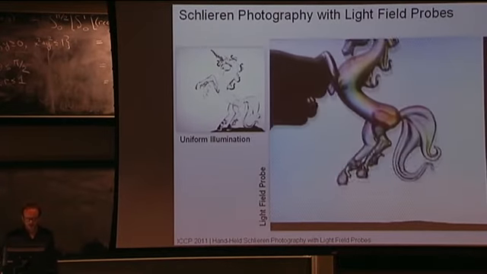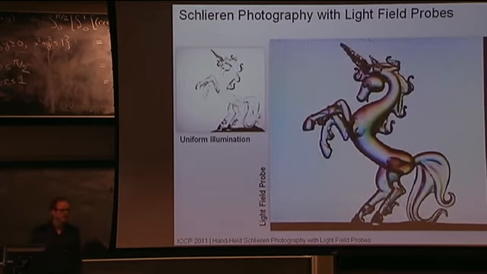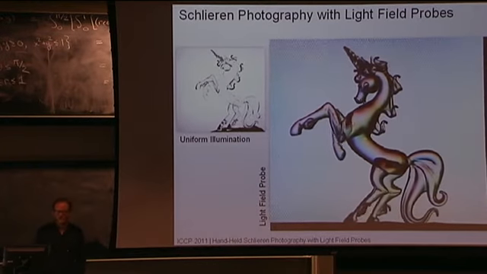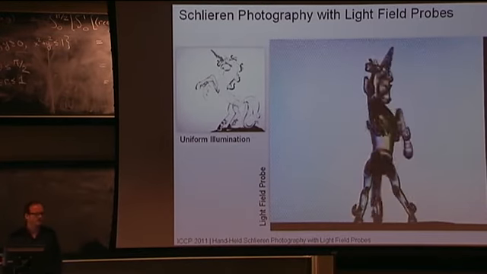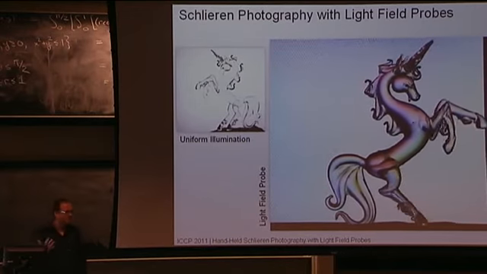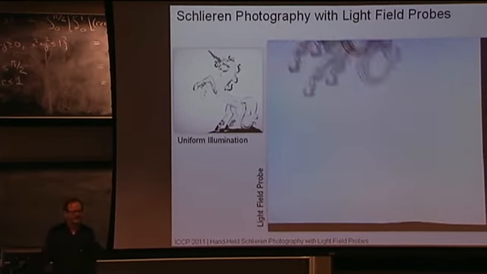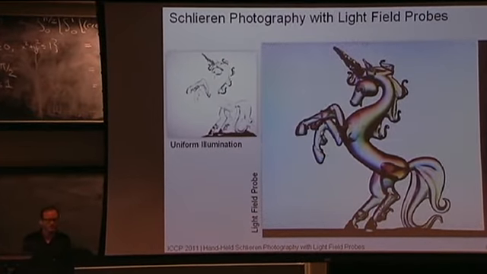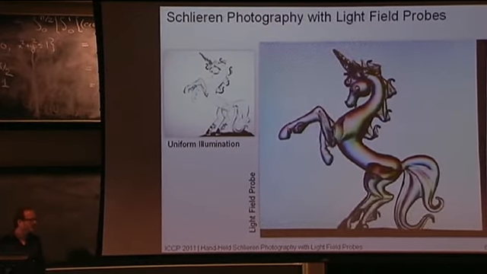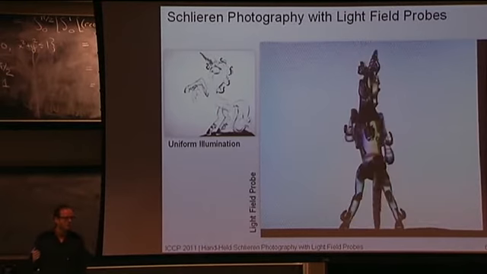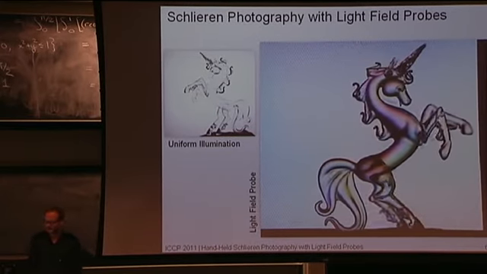So here's an example. On the left you basically see a glass unicorn in front of a uniform light source. It's almost transparent. And on the right you see it in front of a probe. This probe looks almost white when you just look at it without the refraction, and the angles and magnitudes of the refraction caused by the glass unicorn are directly encoded in color tone and saturation, respectively.